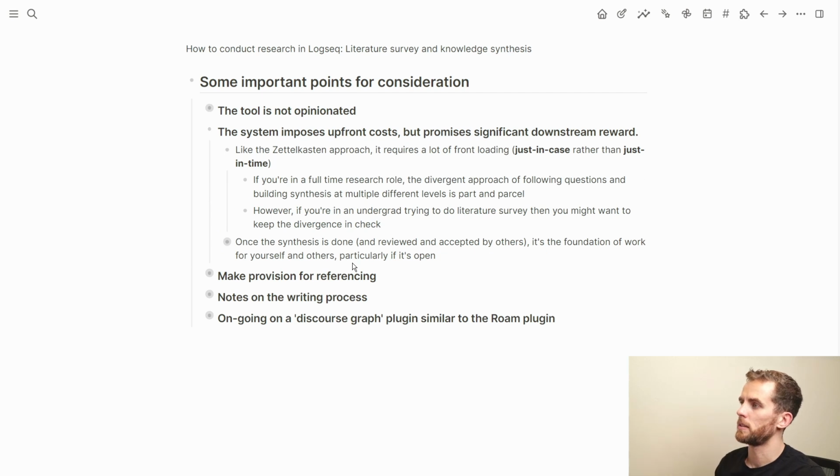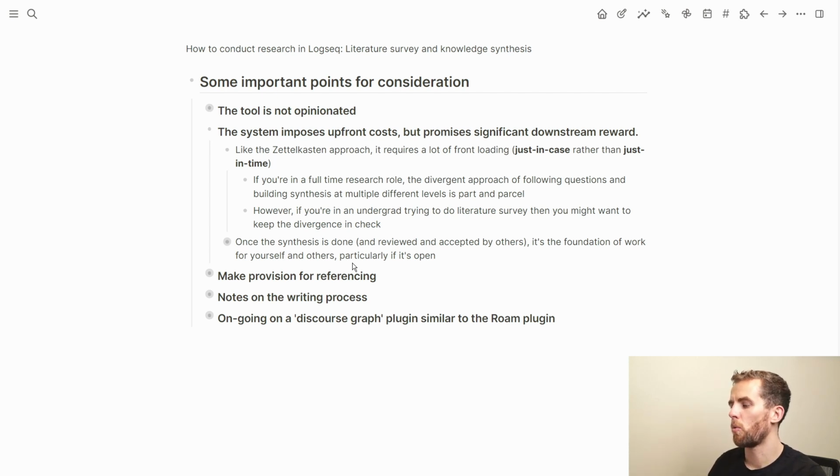Just to add more comments on that, if you're in a full-time research role, this divergent approach of doing the questions and building synthesis is almost part and parcel of the job. I'm not 100% sure, but I feel like there's a lot more scope to be broad in your thinking. However, as an undergrad doing a literature survey, and I speak from my personal experience here, so I don't know if it's necessarily the case, I found that I needed to be a little bit more convergent and focused in my reading. Otherwise, I would just go anywhere. And even within this very narrow topic, there's so much out there. So I guess, as an undergraduate, be careful of going too broad, if that's a thing.